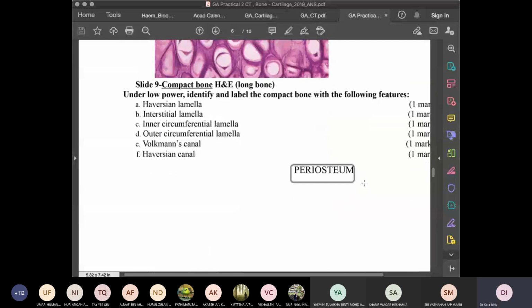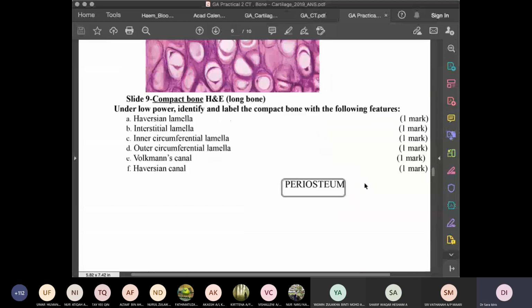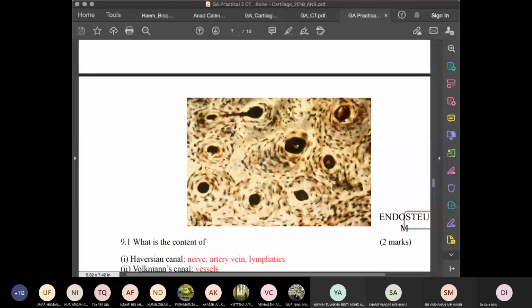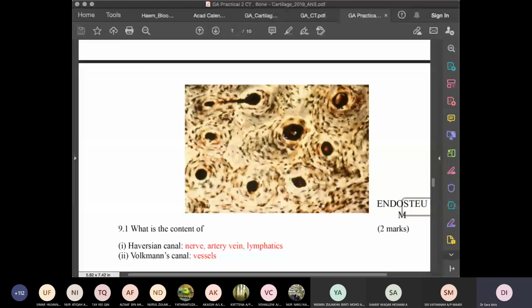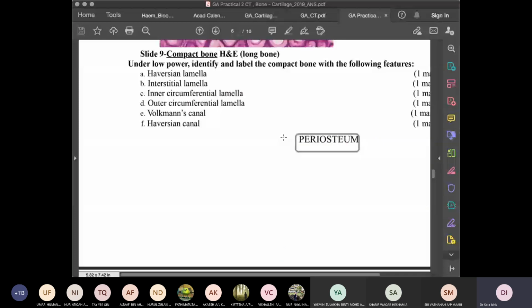Okay, so now we're going to look at the bone. Any questions on cartilage? No questions, okay? So now we're going to look at the bone.